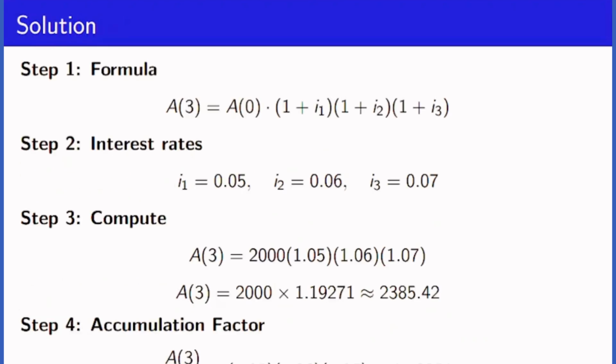Okay, so this is the solution. One, you have to find the amount at time 3. So you just multiply the amount you invested times the accumulation factors. These are the interest rates, and the interest rates are going to help you to find the accumulation factors, and that's what we did here. So A3 equals 2000 times the accumulation factor for time 1, the accumulation factor for time 2, and for time 3. That's going to help us to get the amount at time 3, which is this.